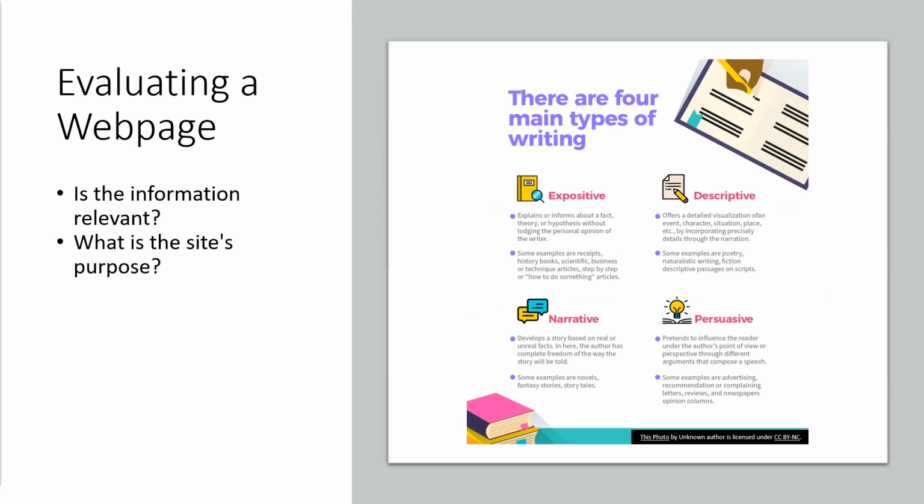So in exposition, we're explaining something about a fact or a theory without putting in any personal opinion. Once you put a personal opinion into expositive writing, it's something different. And in descriptive writing, it's detail and visualization and has very precise details.